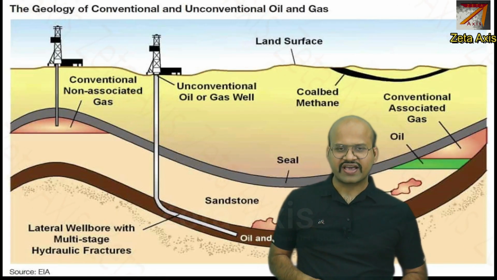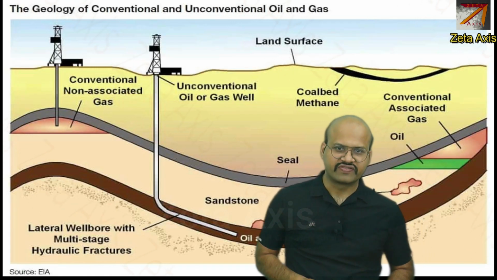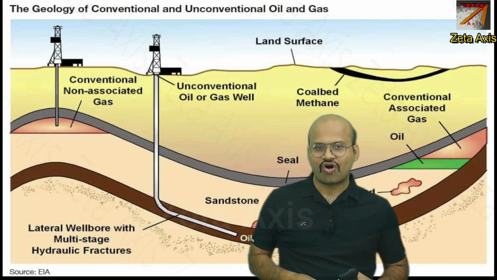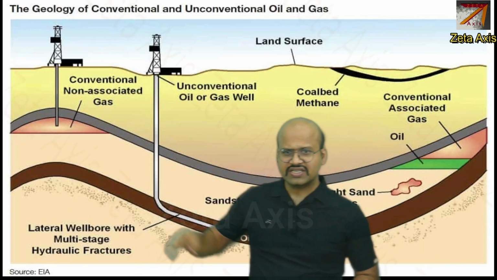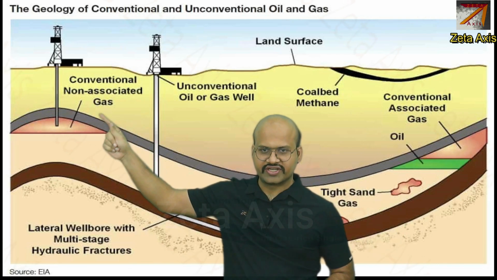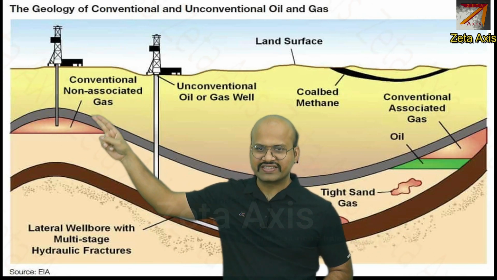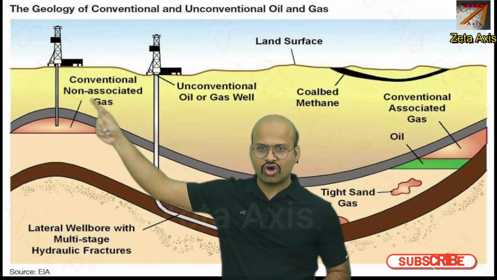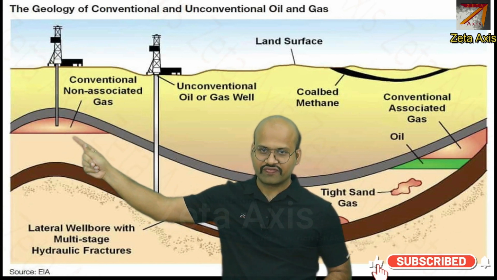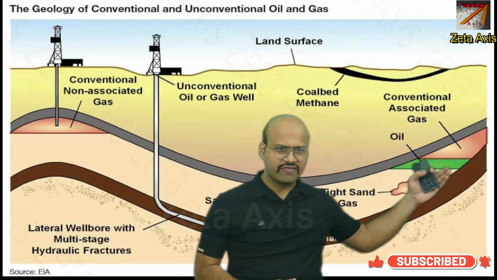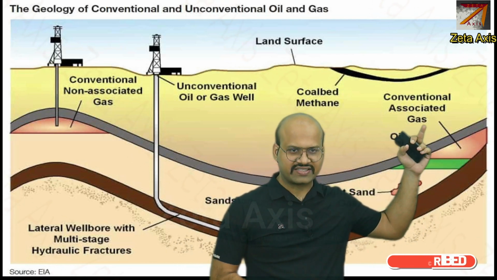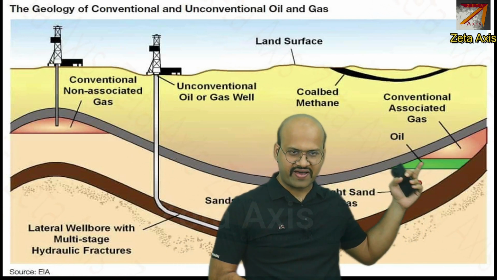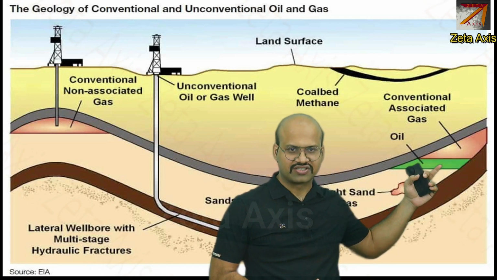Now here in this diagram we can see conventional as well as unconventional sources of oil and gas. So the first is conventional non-associated gas source. Here we can see that there is a gas reservoir and there is no oil reservoir. That is why it is called non-associated. Gas and oil are not found together over here. Here we see a conventional associated gas reservoir because an oil reservoir is also there just beneath the gas reservoir.